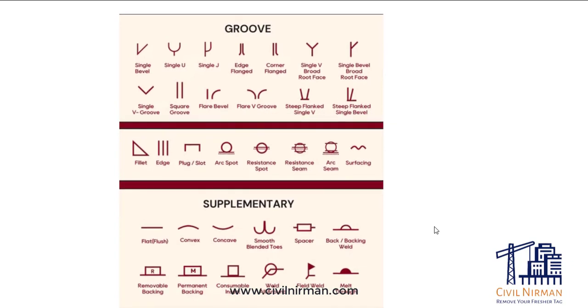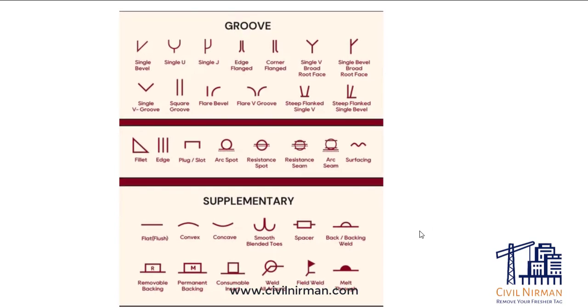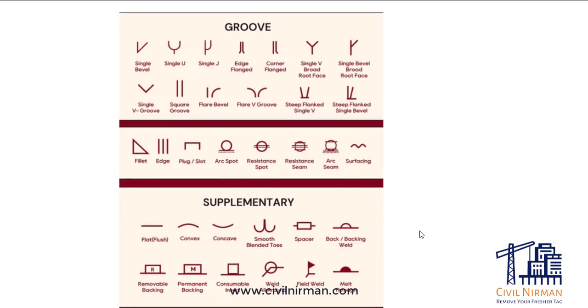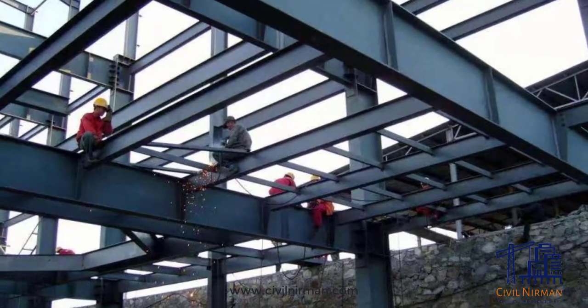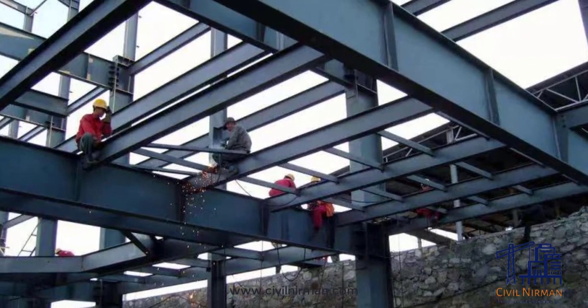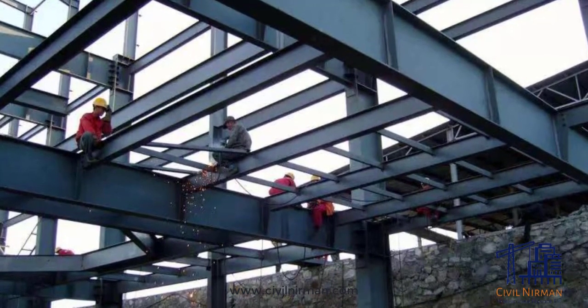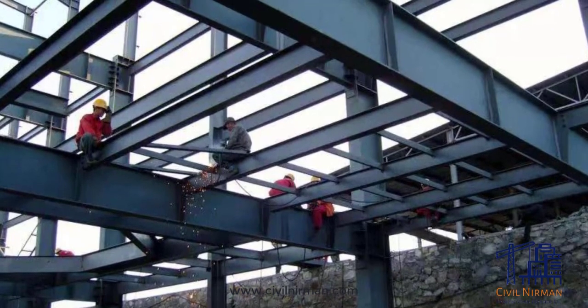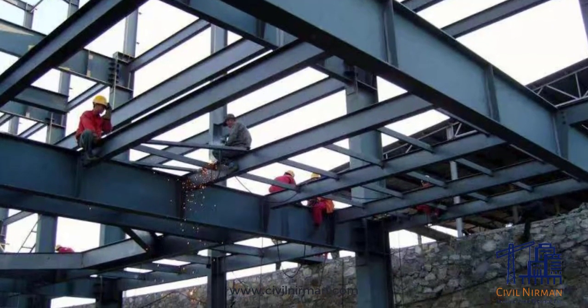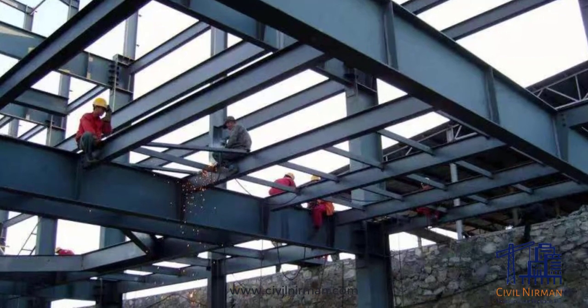Now the first and foremost, welding symbols serve as a universal language in the world of structural engineering. Imagine you are working on a massive steel structure project, multiple teams are involved, each responsible for different aspects of the project. Without a standardized way of communicating how the various components need to be welded, chaos ensues.